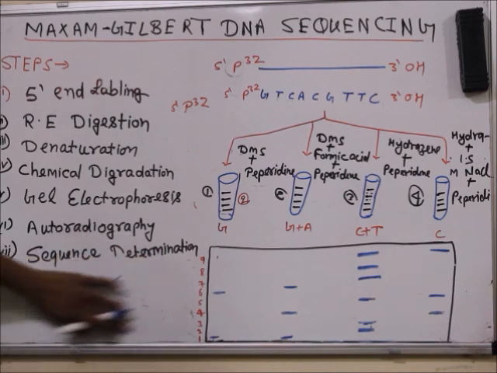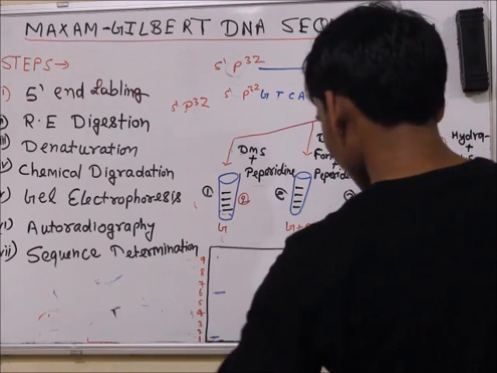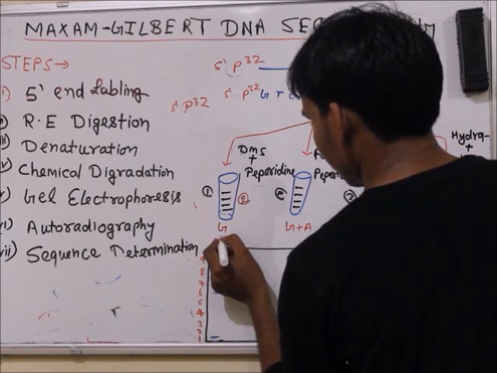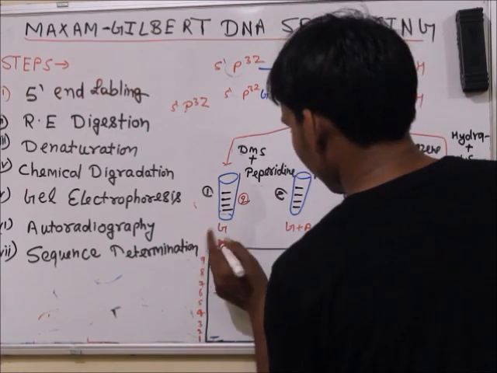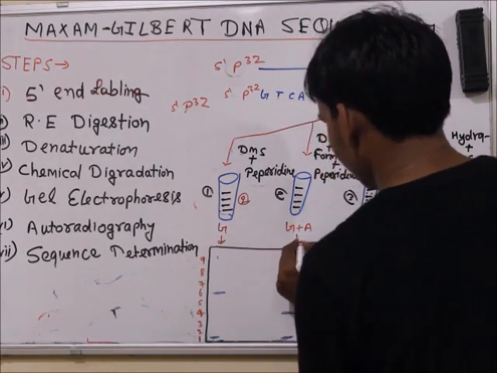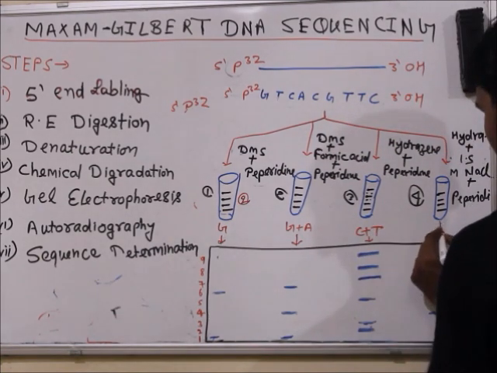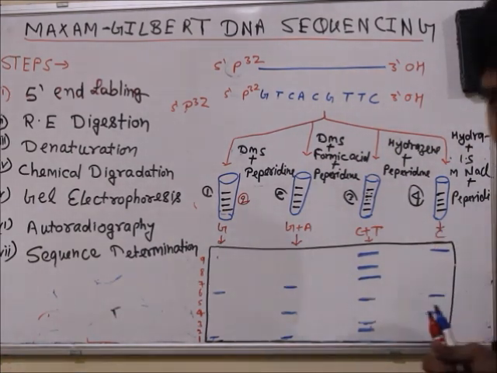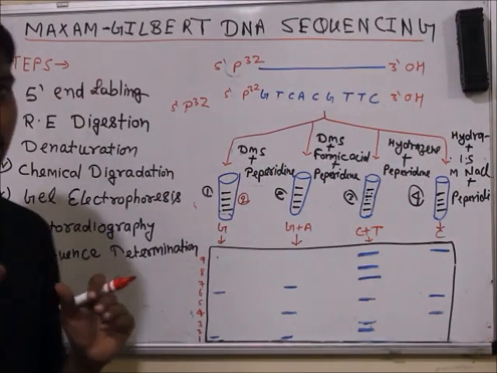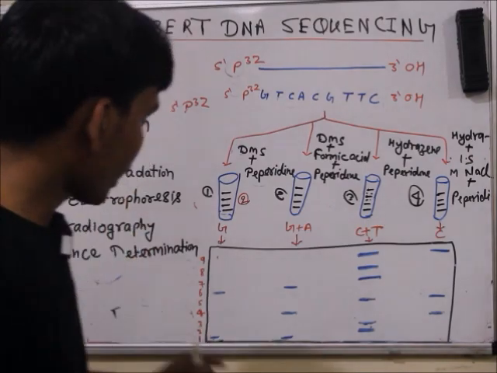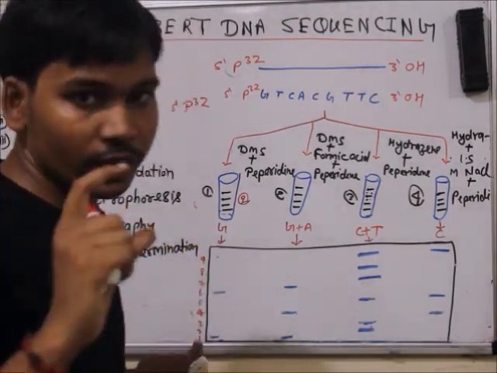So you will see that this is the band of what? G. This is the band of G, G plus A and C plus T, and this is the band of C. So this was the clarification, but you know that the shorter the nucleotides, the longer the travel on the gel.